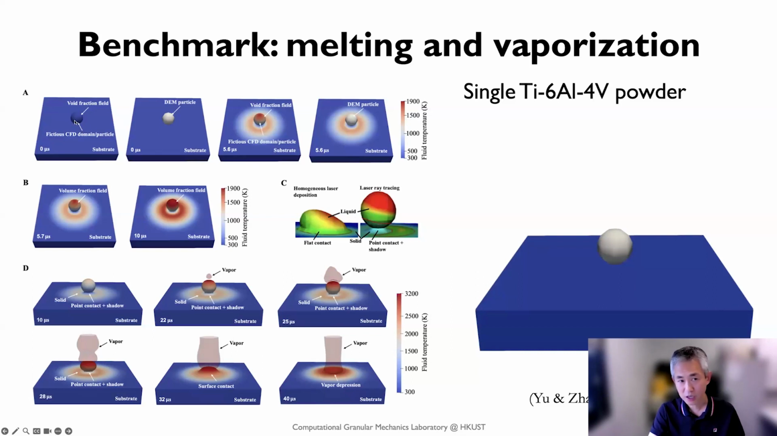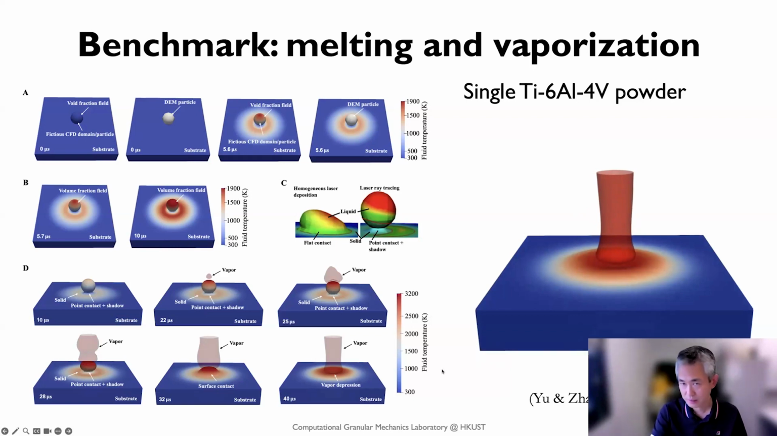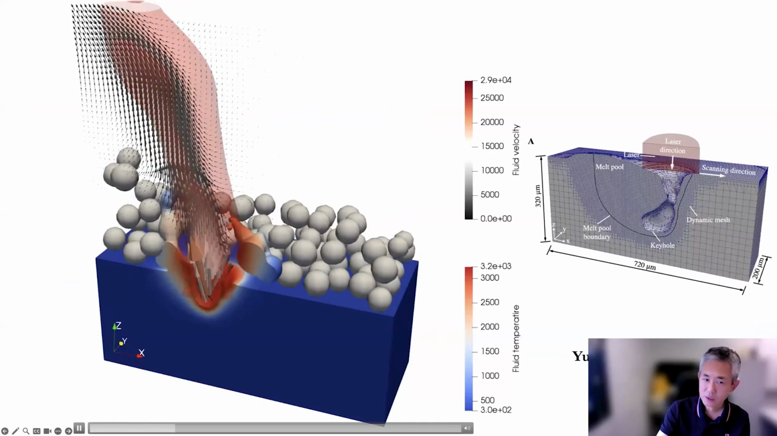So this is our simulation process. You have a DEM particle. And then when you illuminate it, we replace it with a CFD cell of the same volume, and then do this continuous illumination, called partial melting and vapor as well here. These are the simulation processes where we illuminate it, and then gradually the top will melt, and the top part will evaporate, and the bottom will melt down here. Okay, as a benchmark case. And so this is how we simulate the process.